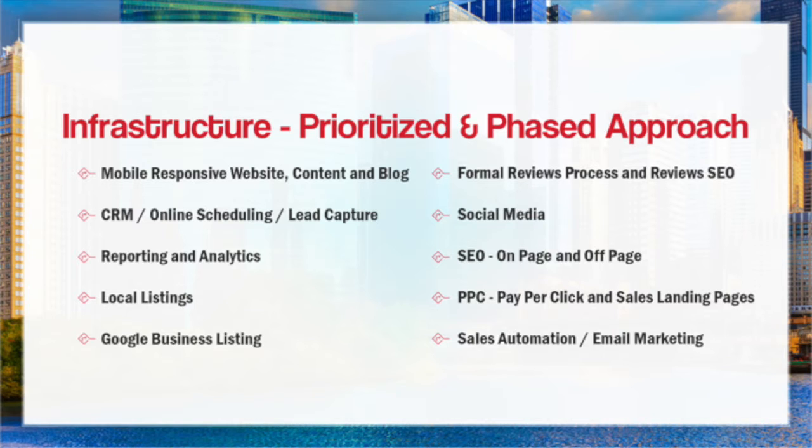The infrastructure. From a prioritized approach, these are the basics. First and foremost, we've got to have a mobile responsive website with the proper content and a blog, so you have consistent and ongoing content being posted to your site. Google thinks you're current, you're relevant, then we'll go into trusted. Next, you've got to have an integrated CRM and an online scheduling system.